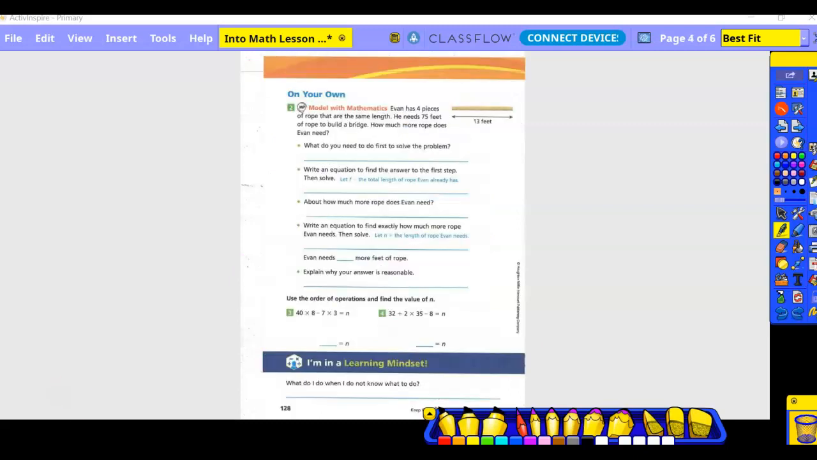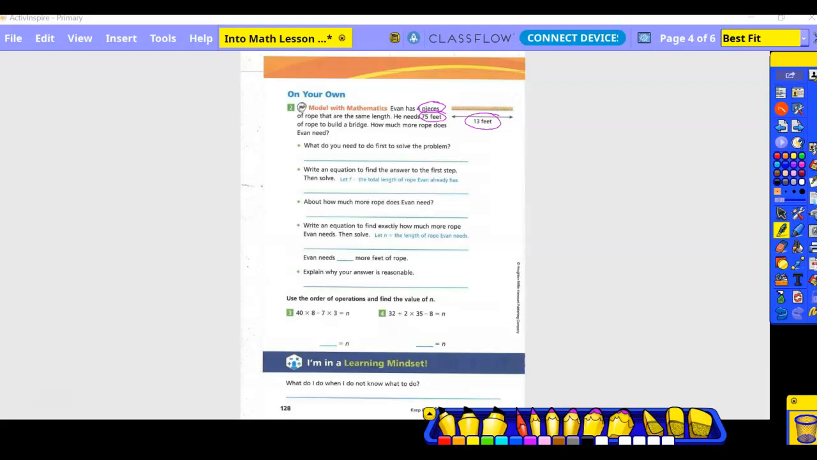On your own, number 2, model with mathematics. Evan has 2 pieces of rope that are the same length. He needs 75 feet of rope to build a bridge. How much more rope does Evan need? So we have our 4 pieces, the 75 feet, and then the 13 feet. What do you need to do first to solve the problem?